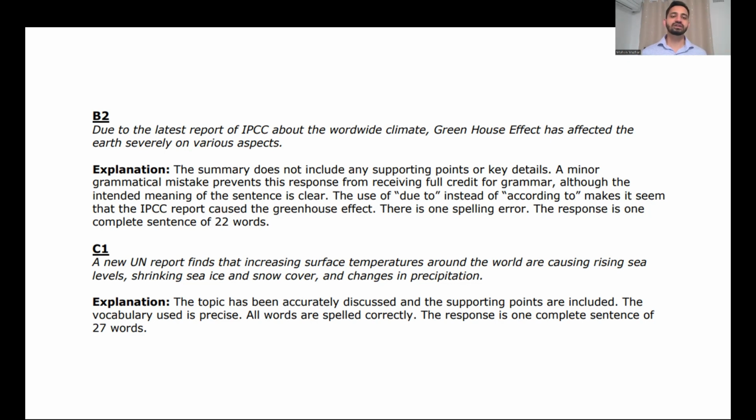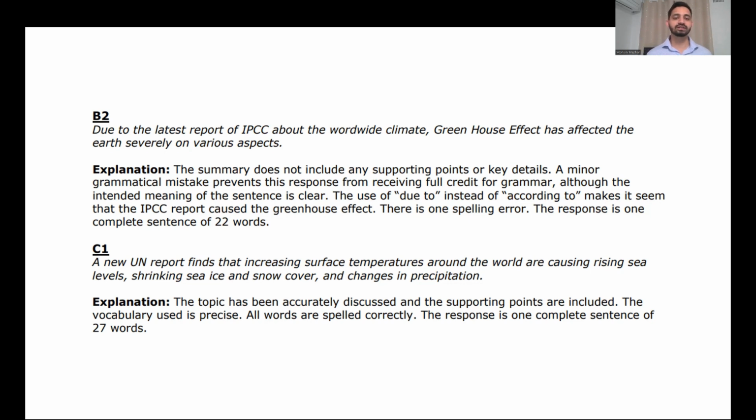It says the summary does not include any supporting details or key details. So you don't want to summarize in that way where you're not including any kind of detail. You want to include some of the details. So minor grammatical mistake prevents this response from receiving full credit for grammar.